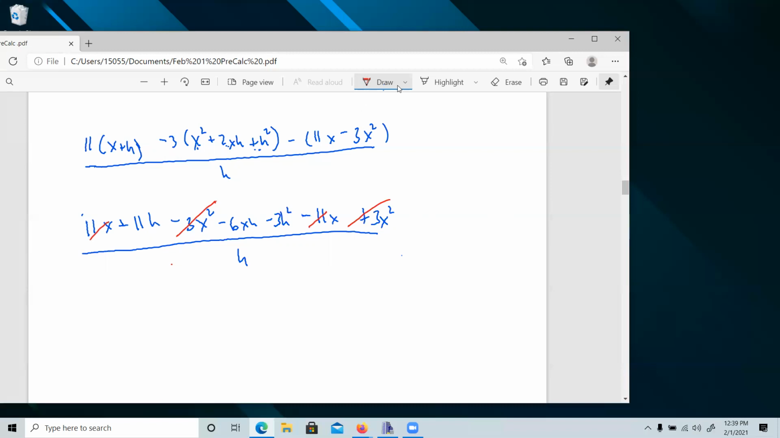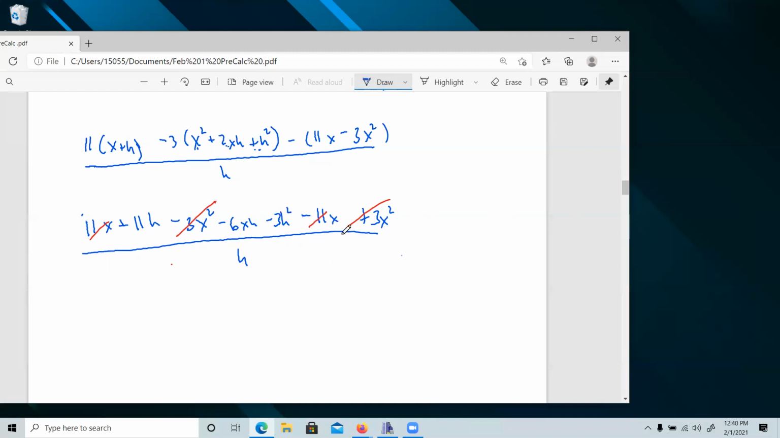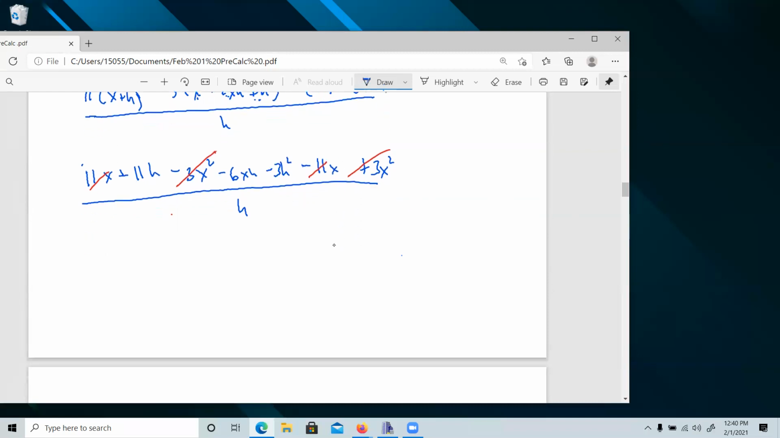What are we left with? I'm usually looking at the f of x terms. Once you've canceled all the f of x terms, you're probably done canceling this stuff. So we have 11h minus 6xh minus 3h squared. Now we're going to factor out one of the h's. Yeah, we're okay.